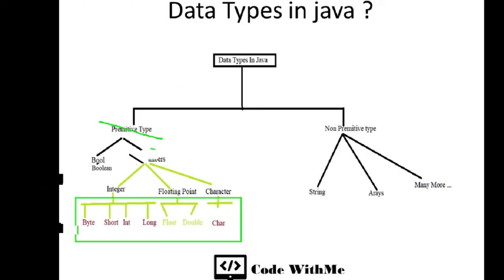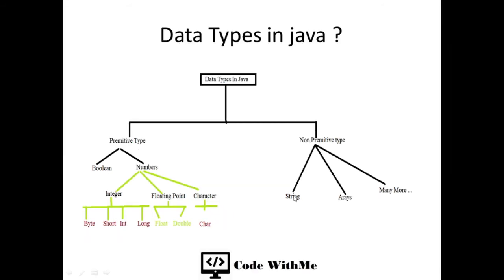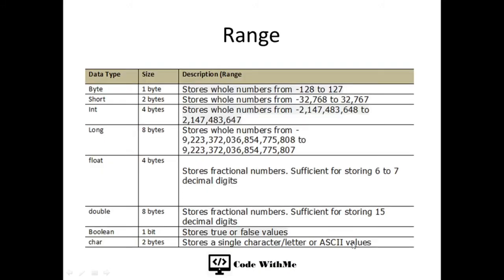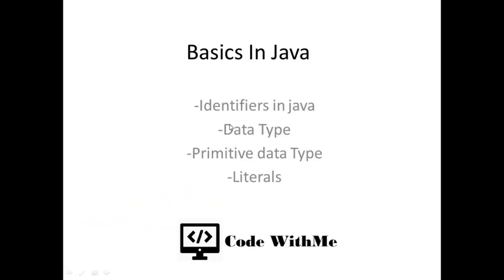And non-primitive types. For non-primitive type variables you can see: string, array, and there are more also, like instance type, local instance type, this type also. So we have seen the primitive data types.